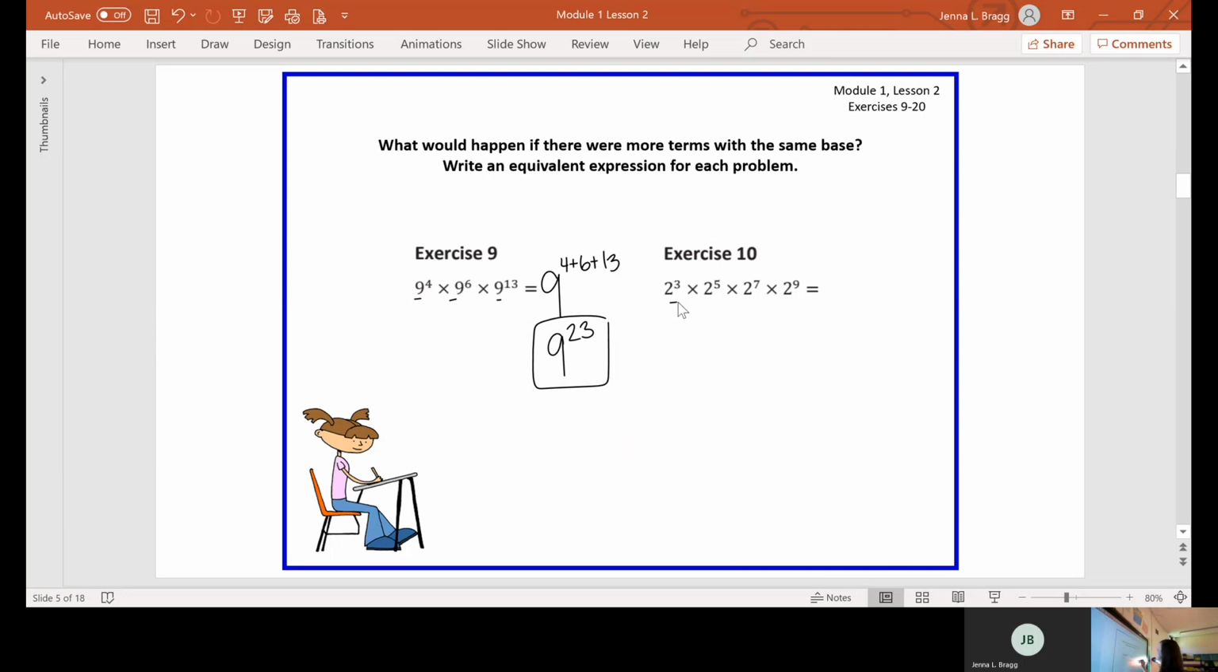Exercise 10, my bases are all 2. I'm multiplying all of them, so I'm going to add my exponents. 3 plus 5 plus 7 plus 9 would give me 2 to the 24th power.